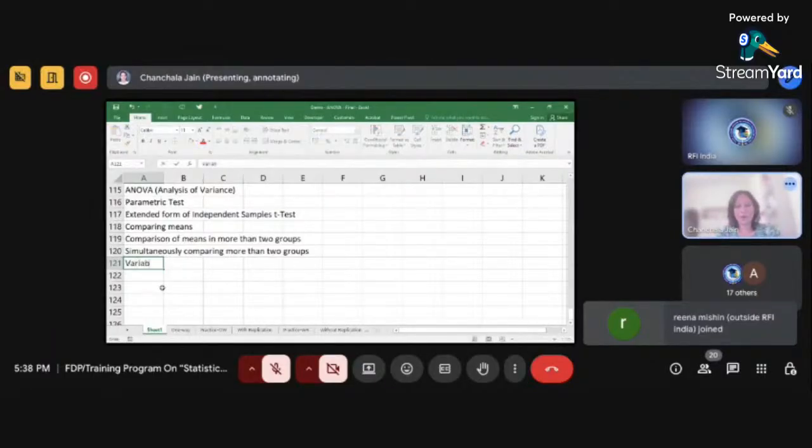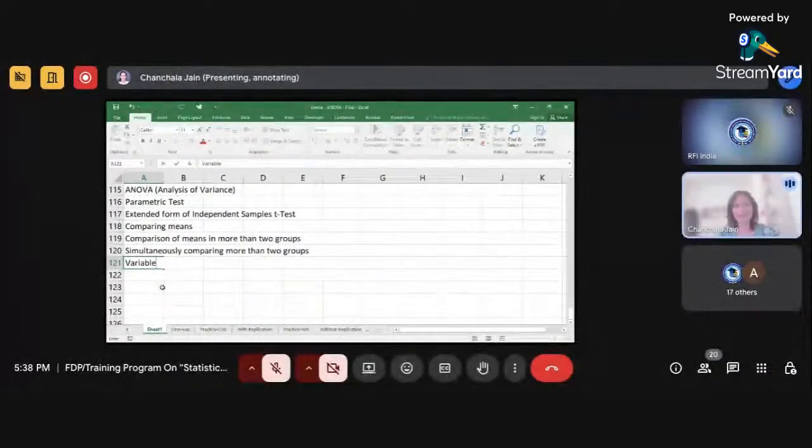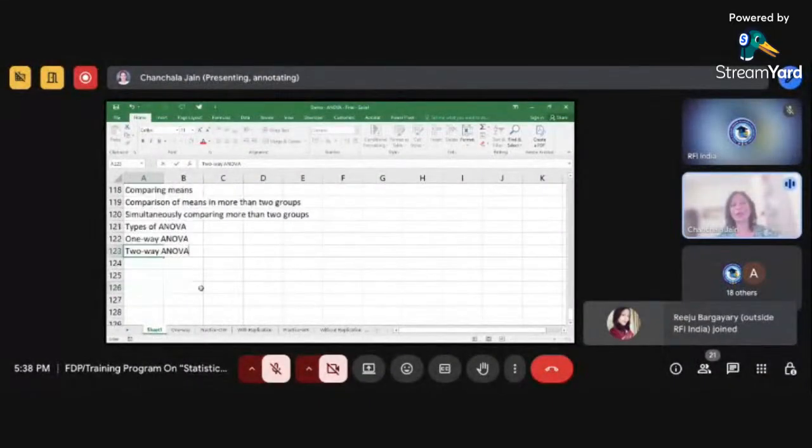Now, the variable requirement. Before taking the variable requirement, I will talk about the types. Types of ANOVA. I think everyone knows this. It's one-way ANOVA and two-way ANOVA. These are the two varieties or types available under ANOVA, right?